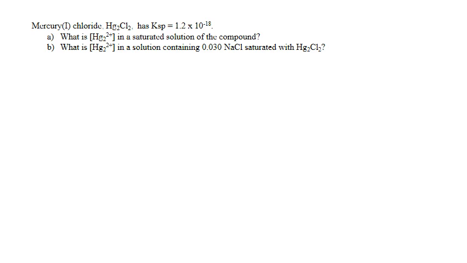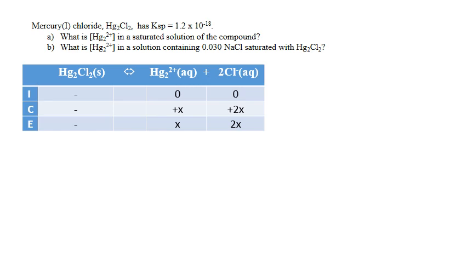You probably can do it directly without even making an ice table, because you know that when a compound dissolves and forms one of one kind of ion and 2 of another, the ice table leads you to the conclusion that KSP is equal to 4x cubed, where x is the solubility of the substance. But let's go through it. Here's the ice table that you would get. Zeros initially. Change is x and 2x for chloride, and those are the equilibrium concentrations, x and 2x.